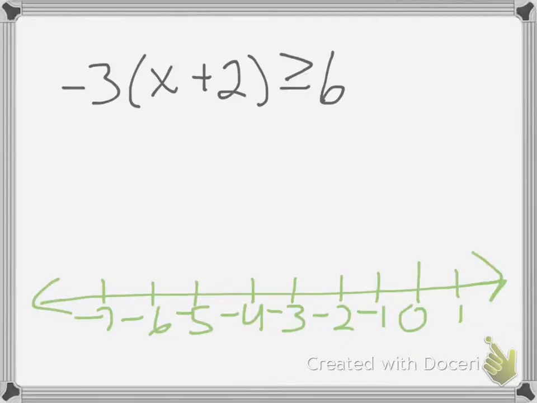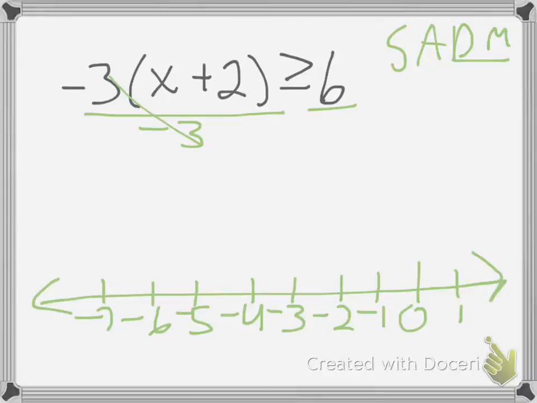Alright, let's look at this one. Right here, I could distribute first. A little shortcut way, since I'm multiplying into two values. I can do the SADM, I can skip add, subtract. Divide by negative 3 here. Divide by negative 3. Alright, that's going to flip my sign around. Give me negative 2 here.